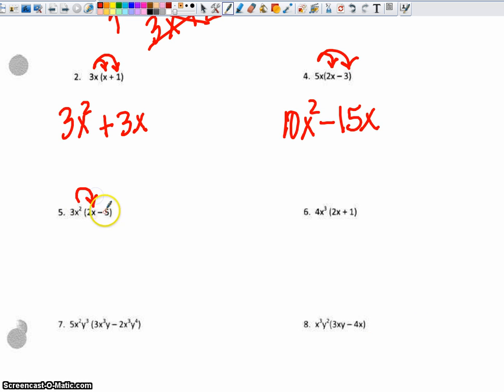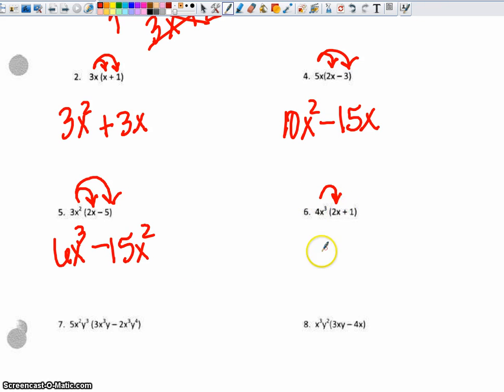3x squared times 2x, and then 3x squared times negative 5. 3 times 2 is 6. X squared times x becomes x to the third, because you add your exponents. 3 times negative 5 is minus 15. X squared, there's not one, so you just bring it along.